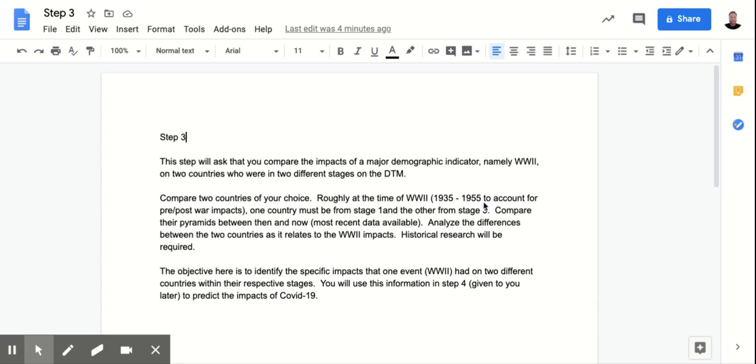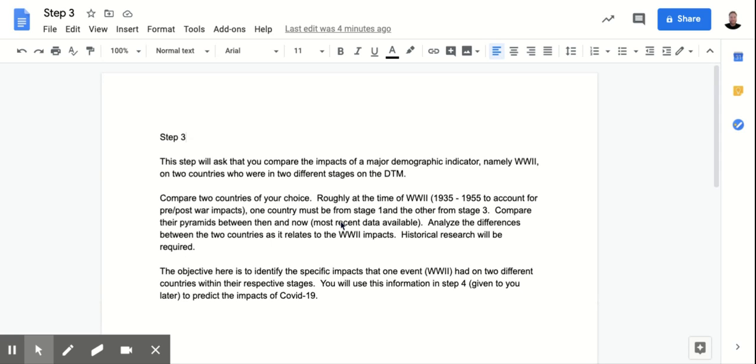That's the event that we're going to check out, to see what impact it had on the demographics, on the population pyramids. One country must be from stage 1 and the other from stage 3. So I don't think Germany and the US would quite work for this particular assignment. They may have been in the same stage.